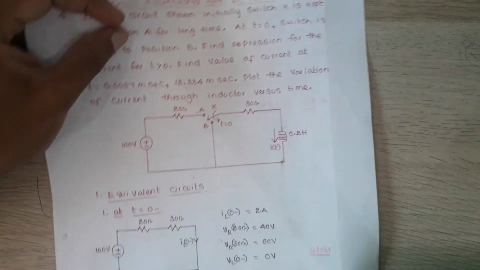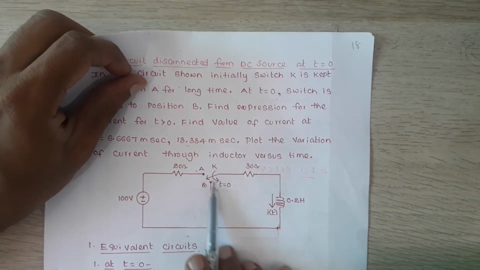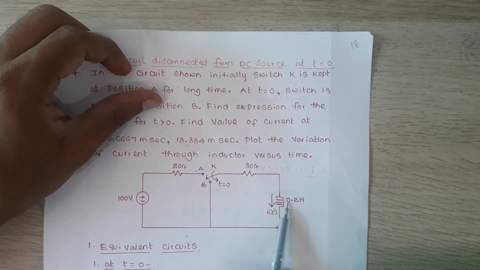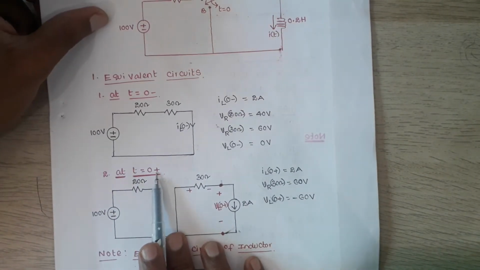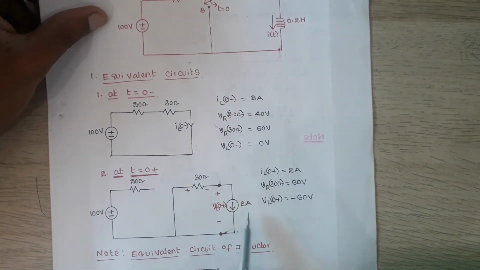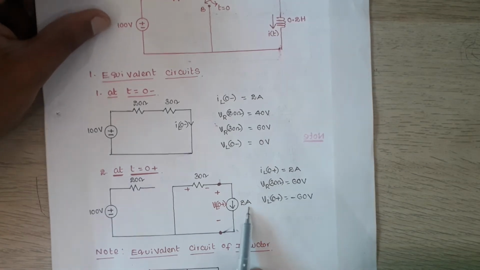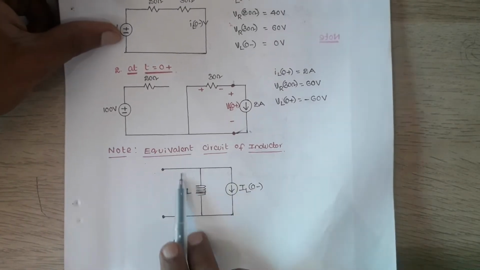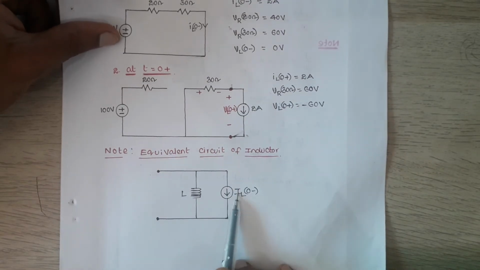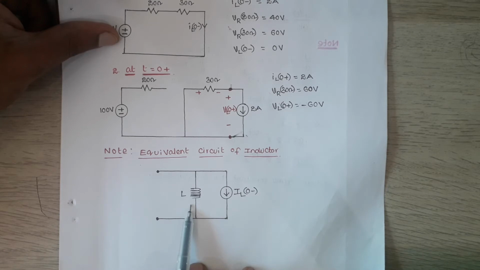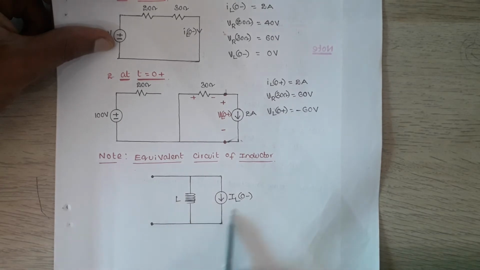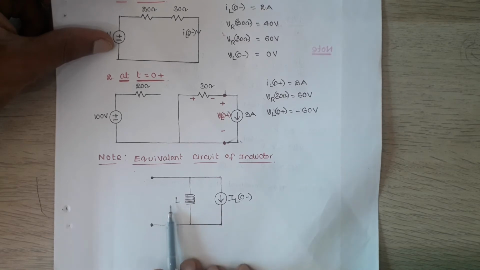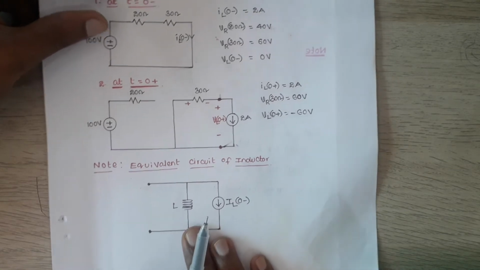Current in the inductor does not change instantaneously. Before moving the switch from A to B, current in the inductor is 2 amperes. Immediately after moving the switch from A to B, current in the inductor is still 2 amperes. So you have to consider that, and take the equivalent circuit of the inductor. There is current in the inductor, but the inductor is open circuited. You have to satisfy these two conditions: there is current in the inductor, and for any disturbance the inductor acts as an open circuit.